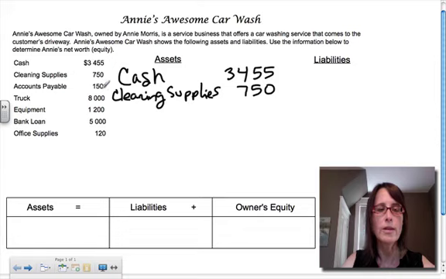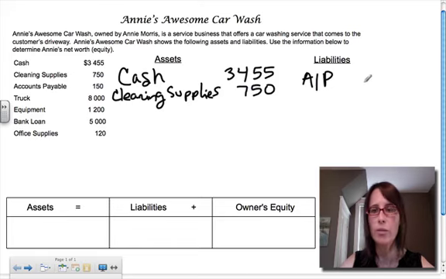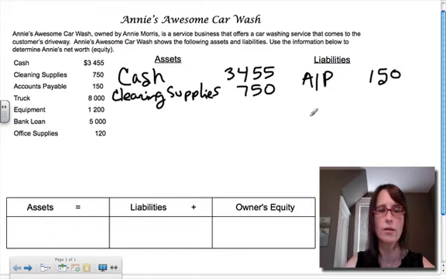Accounts payable is an obligation or a debt that is due to be paid later. I'm going to record it under liabilities as a short form, AP for accounts payable, and it is $150. The truck is something of value that Annie owns. It is valued at $8,000.